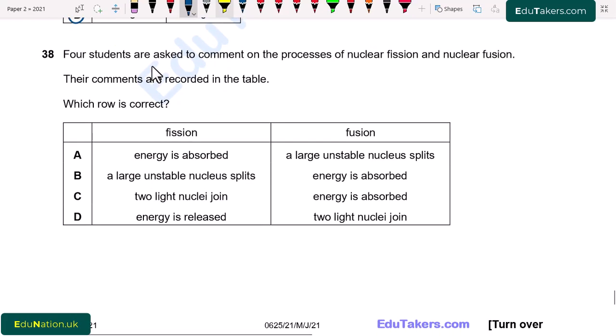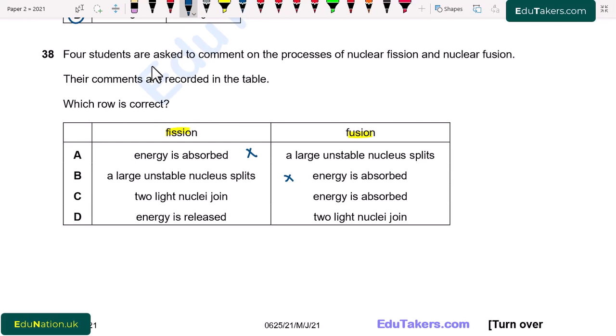Question number 38. 4 students are asked to comment on the processes of nuclear fission and nuclear fusion. Their comments are recorded in the table. Which row is correct? Here is fission and fusion. A, energy is absorbed. So no energy is absorbed in the fission, so it is incorrect. B, a large unstable nucleus split. It is correct and energy is absorbed. So it is also incorrect.